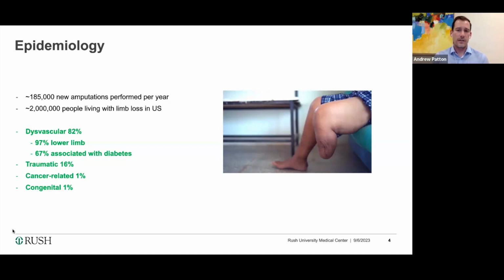Then we have the other two minor categories, which include congenital, people who are just born without part of their limb, and cancer related, which are about 1% each. Cancer related means they have a sarcoma or maybe a metastatic lesion in a certain part of their limb that they need to have amputated.